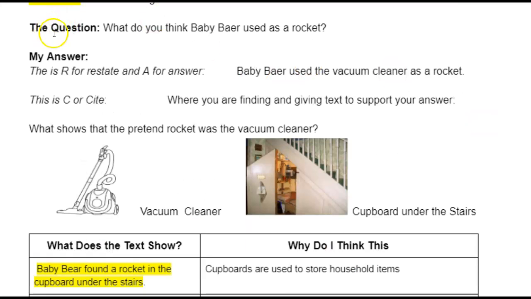This was the question. What do you think Baby Bear used as a rocket? Remember, our answer that was given to us is that it was a vacuum cleaner. And it says that the vacuum cleaner was located underneath the cupboard. This is a picture of a cupboard here. So a cupboard under the stairs. So let's go back and look at the text.